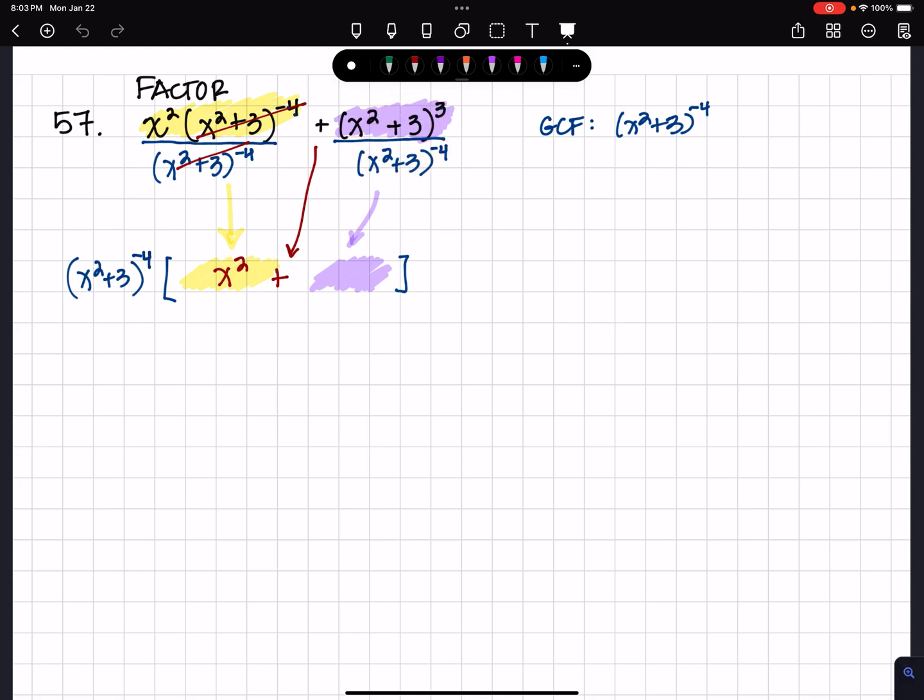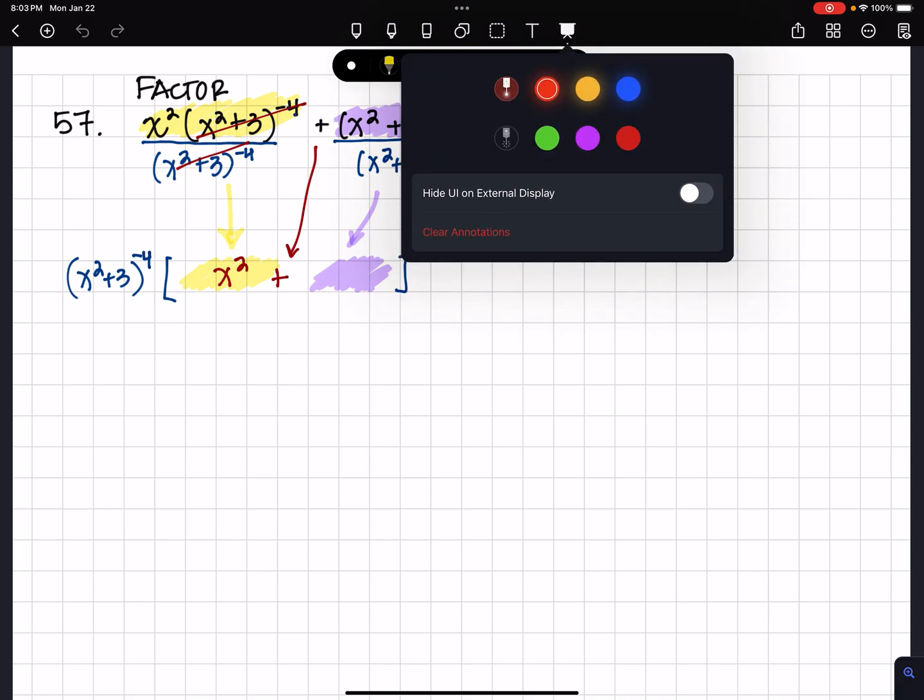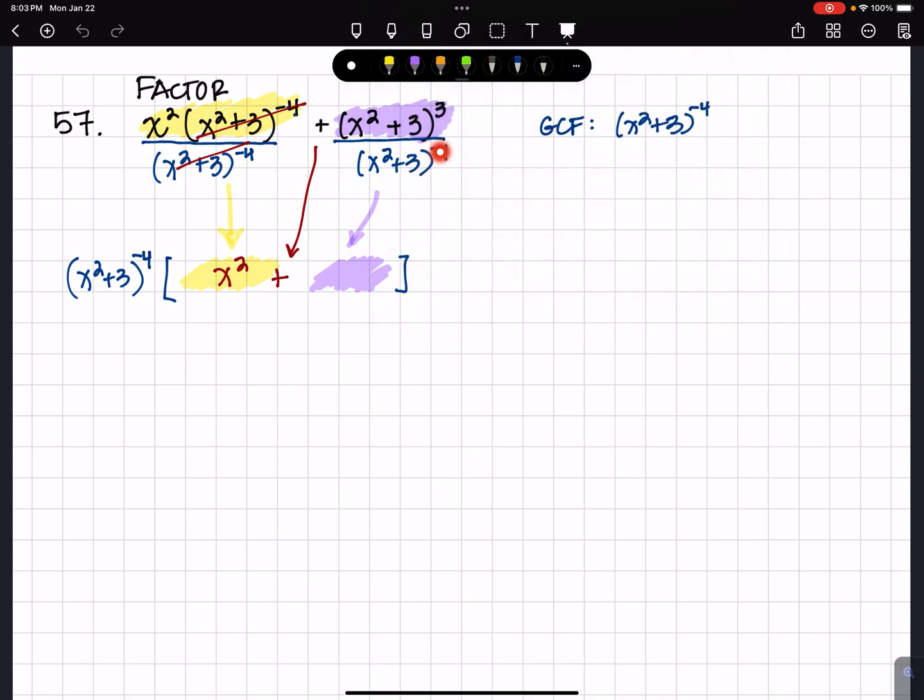This part's probably the more challenging part because it's not normal that you still have the negative exponent, right? Sometimes we make that negative exponent positive by bringing it up to the top, and then we would add 3 plus 4 is 7. You can also use your division property and say 3 minus -4, still 7. So the second results in x squared plus 3 to the 7th power.